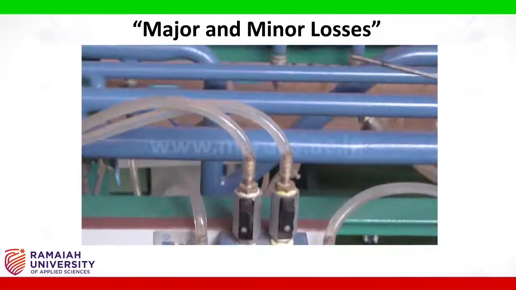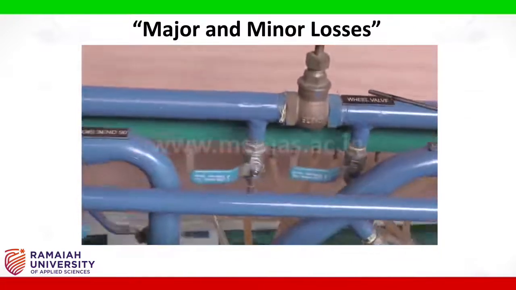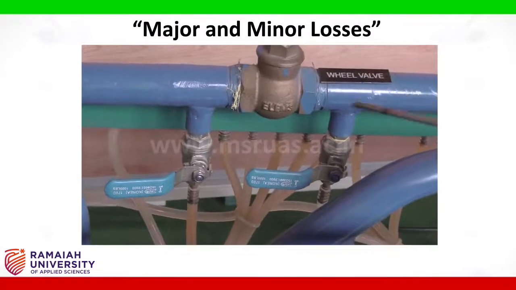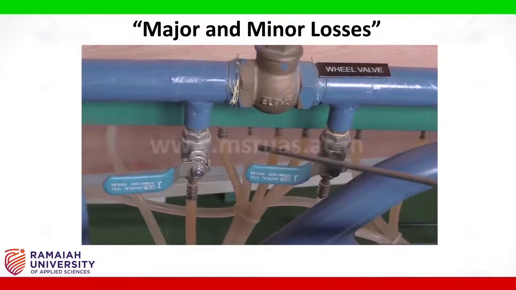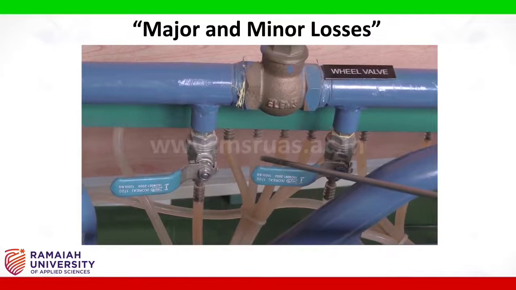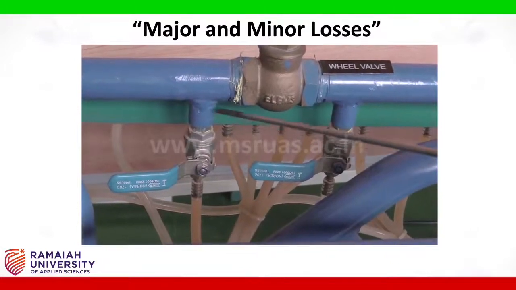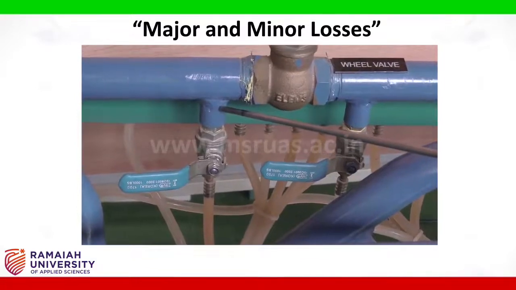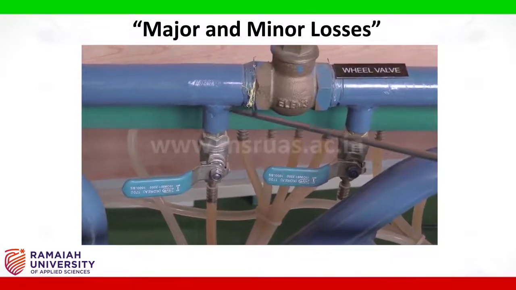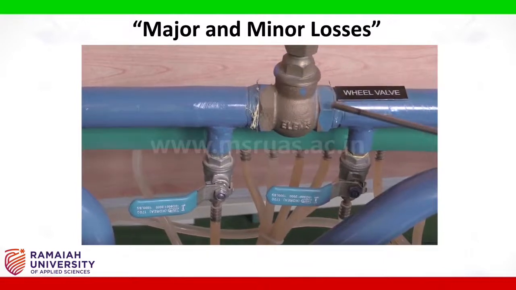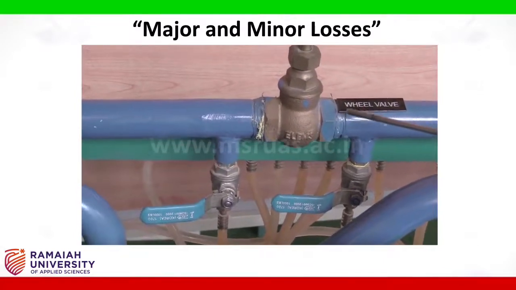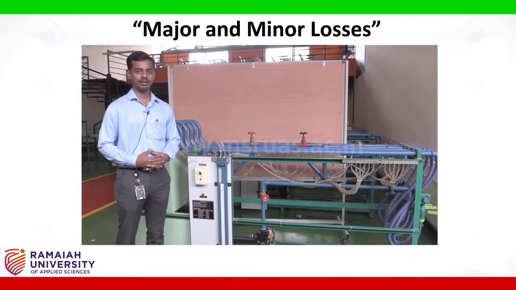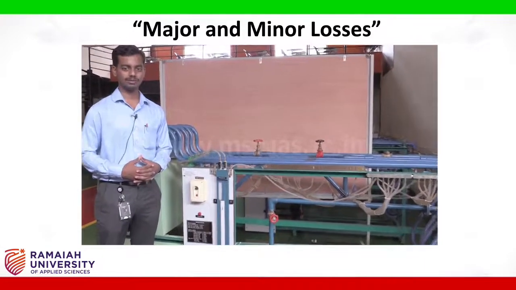For example, in a wheel valve, the pressure drop across the valve can be calculated by opening these ball valves, such that these pipe tappings are connected to the manometers, and hence the pressure drop across the wheel valve can be calculated using the height recorded from the manometer. Let us now go ahead and conduct the experiment.